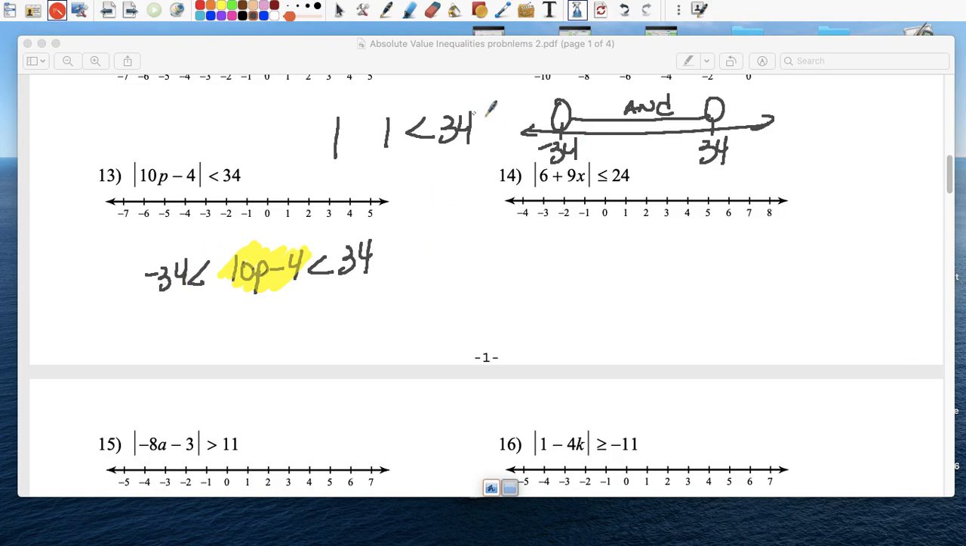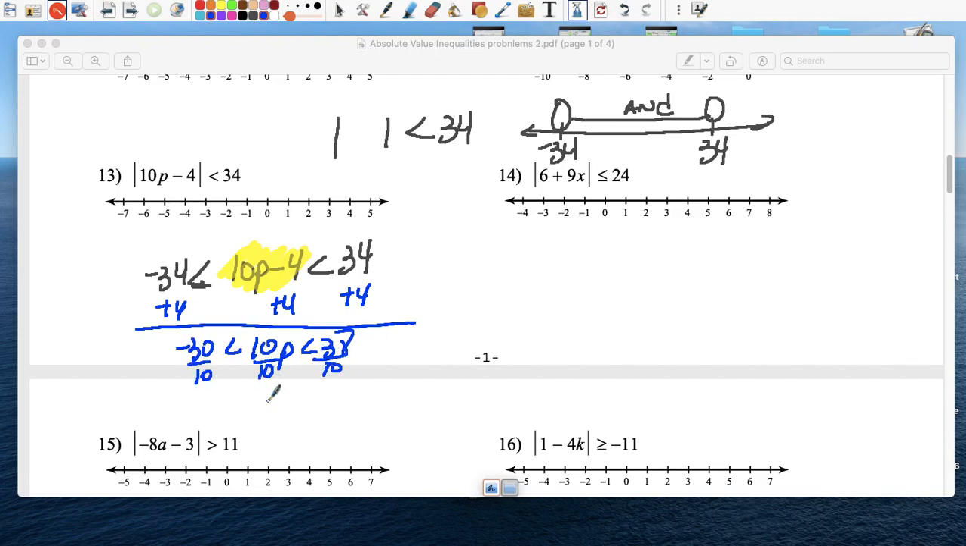And that's how we solve the inequality. This part, I think, is important because it helps you set up the inequality. Plus 4, plus 4, plus 4. You get 10p less than 38. Here we get -30. We're going to divide by 10, divide by 10, divide by 10, and leave it as a decimal. So p is less than 3.8, and greater than -3.